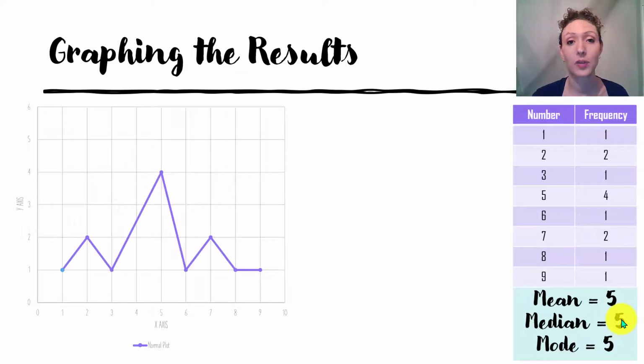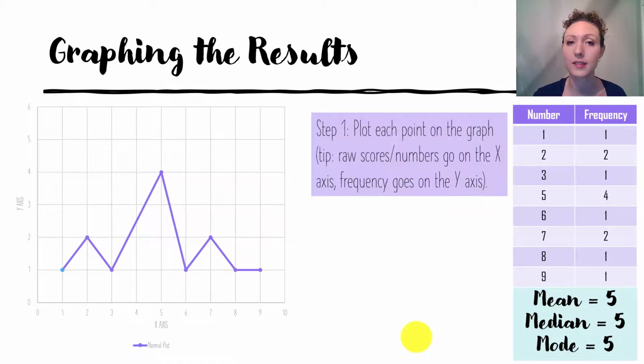Okay, now on to the fun part, actually graphing the results. Before we get started, I just want to show you the information that we're going to need to do this over here on the right-hand side. The number column here is going to be our raw score. And then the frequency over here is how many times we saw those scores appear. And then down here at the bottom, we have our mean, median, and mode. Okay, so let's get started.